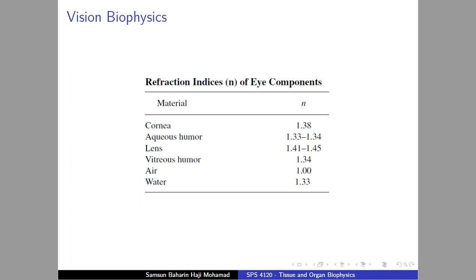And the refractive indices of the eye components. When light enters the surface, the membrane, it will be refracted. The refractive index of the cornea is 1.38, aqueous humor 1.33, lens 1.41, vitreous humor 1.34, air 1.0, water 1.33. So we need to add that, meaning the ray will be refracted again and again by this material.